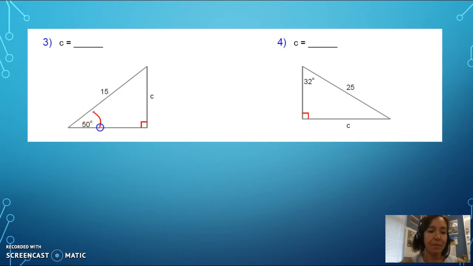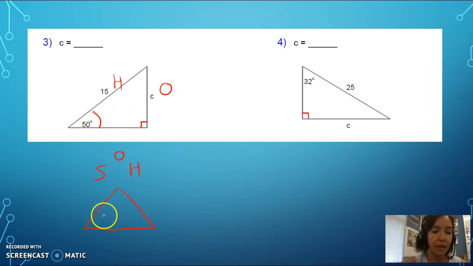Okay, so that's my angle. This is my opposite. This is my hypotenuse. What uses O and H? Hopefully you've written SOHCAHTOA down somewhere. O and H is sine, so it's going to be SOH, big triangle underneath. So the O in this case is C, the H is 15, and it's going to be sine of 50. So C equals 15 times sine of 50. You can just put that into your calculator.